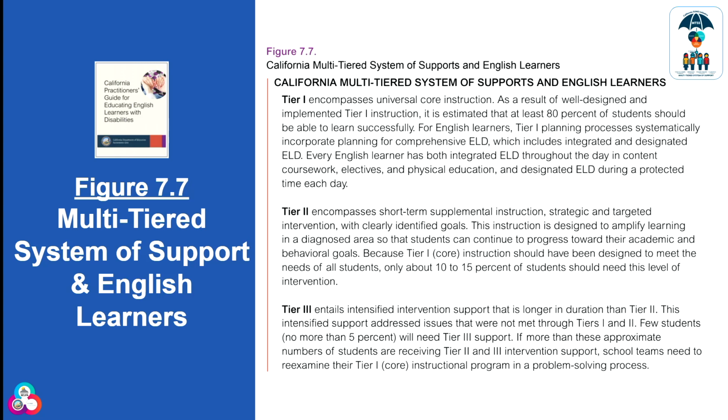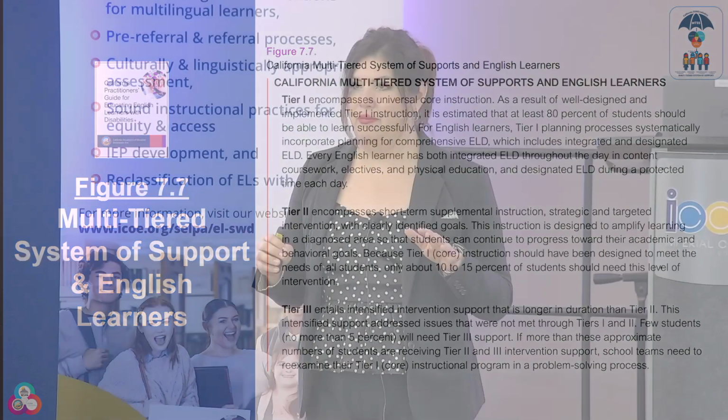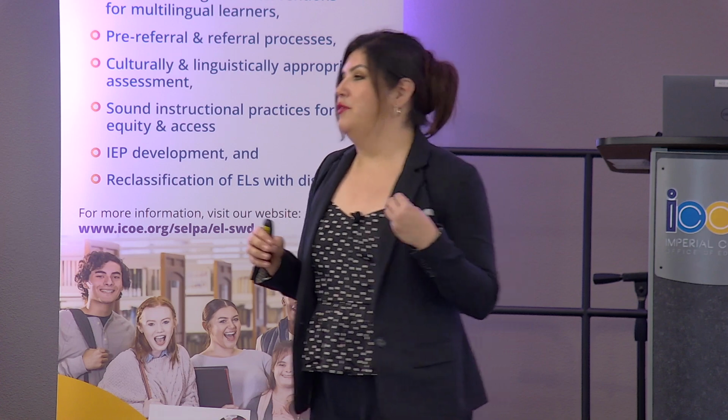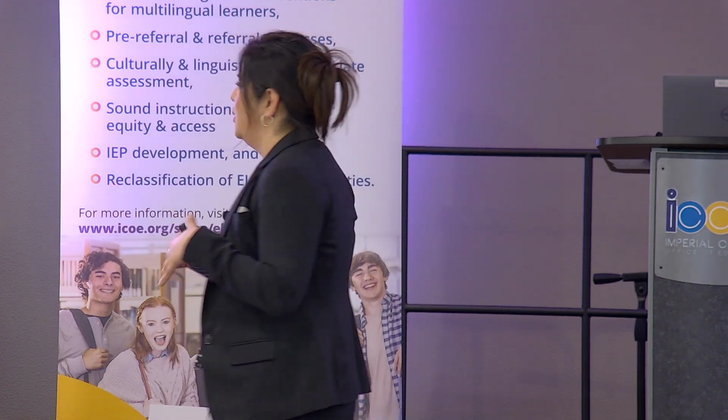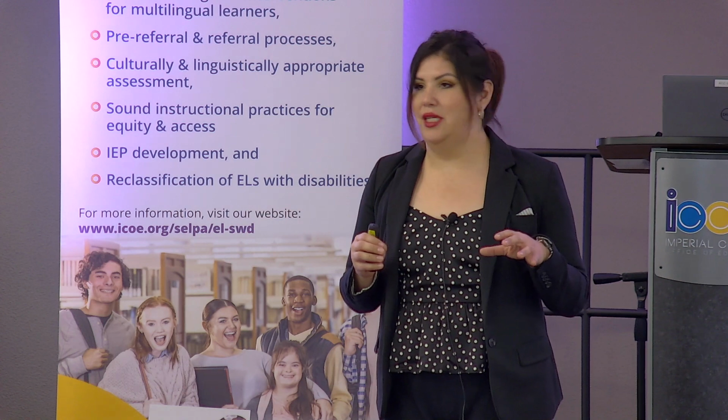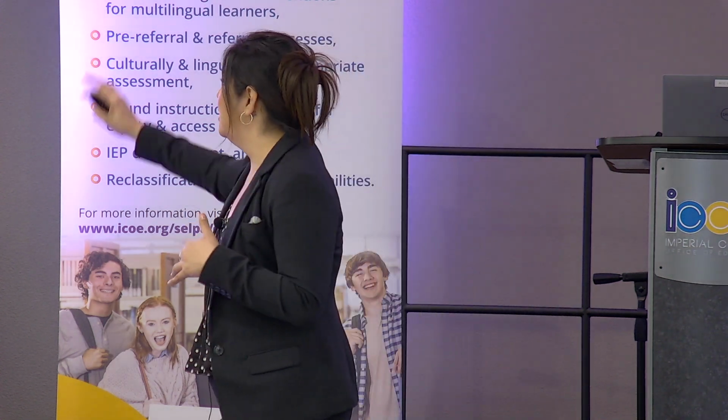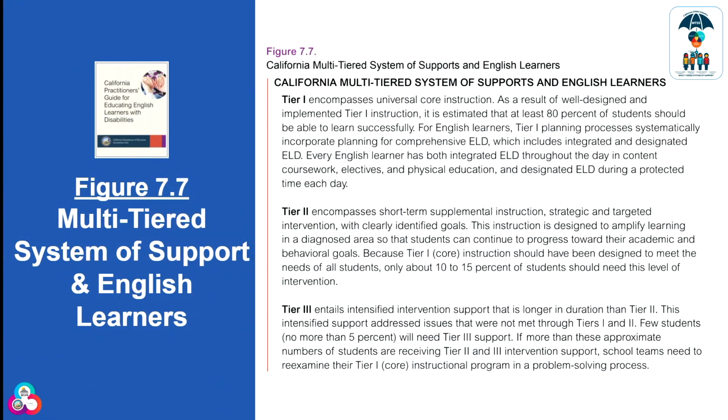There's a lot of conversation around the MTSS system, but if you want to know what is most important for me to take away from this conversation right now specific to the MTSS and English learners is that Tier 3 is not SPED. Oftentimes we get that question, well, when we get them to Tier 3, that's when they qualify for special education. That is not the case. Tier 1 is universal core instruction. Tier 2 is short-term supplemental instruction that is strategic and targeted.